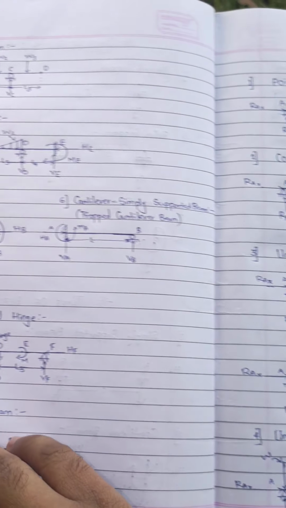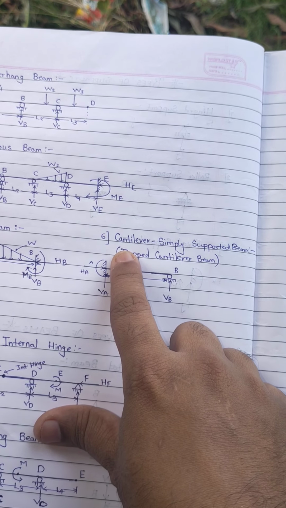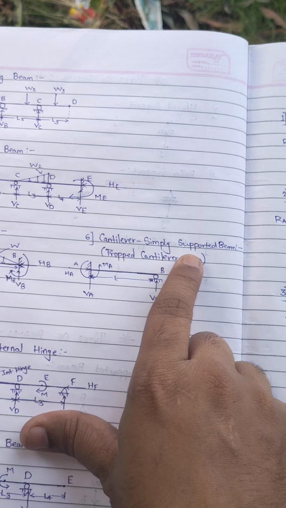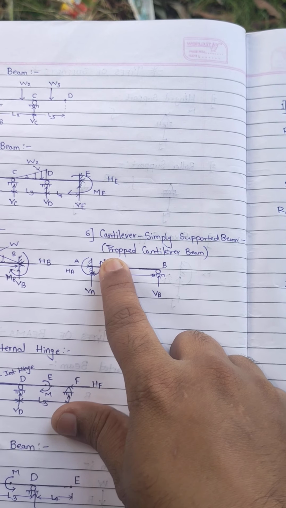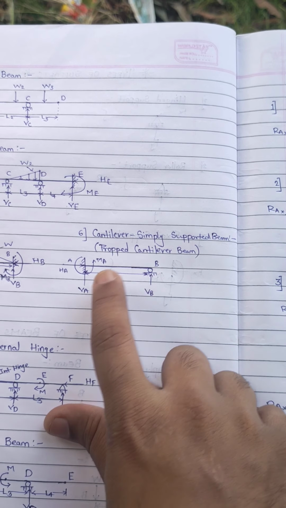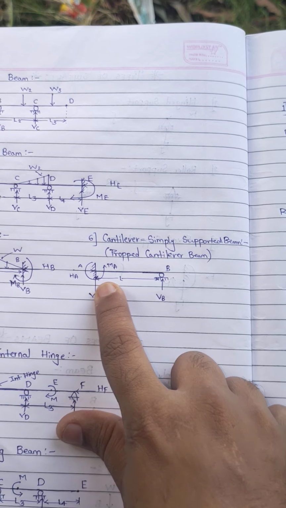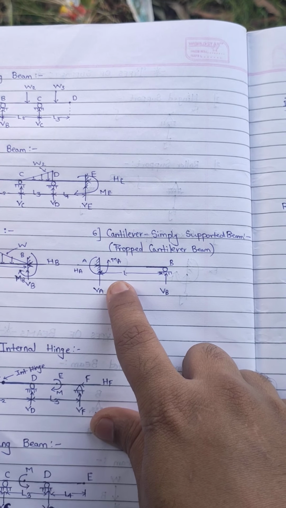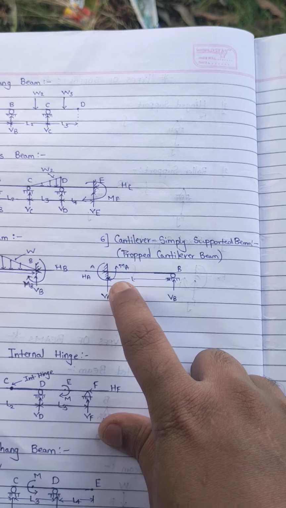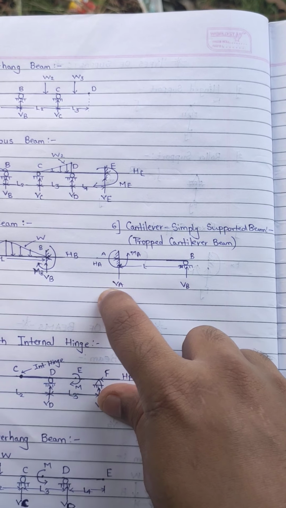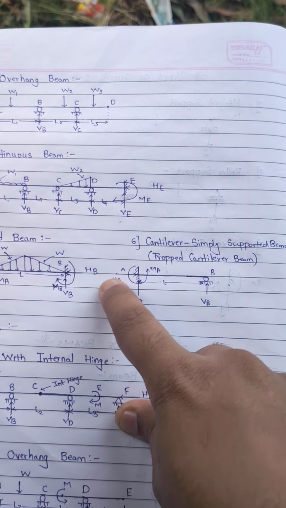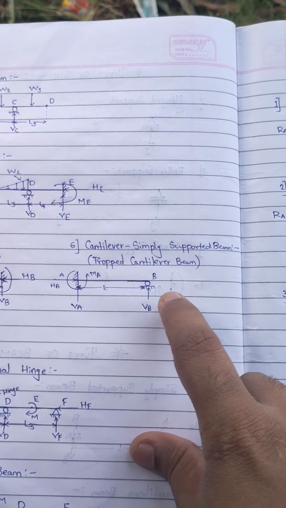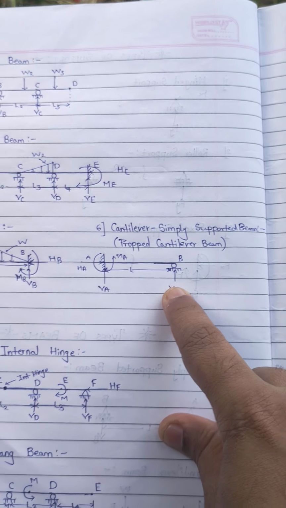Okay. And the last type of beam which we have is called a cantilever simply supported beam, or it is also called a propped cantilever beam. That means one end is fixed and the other end is a roller. So obviously here you'll have four unknowns: three for the fixed end, vertical, horizontal, and moment, and one unknown for the roller, that is vertical.